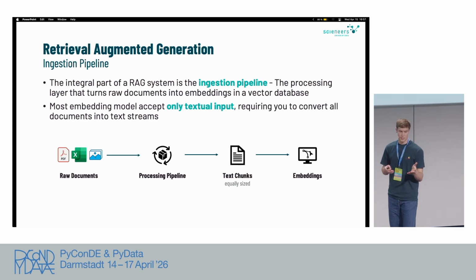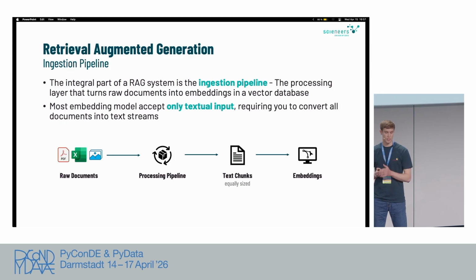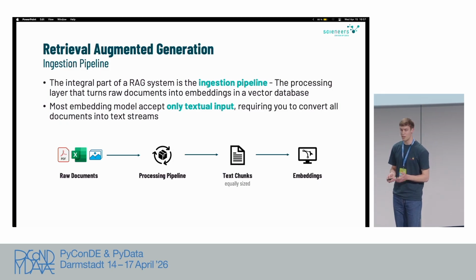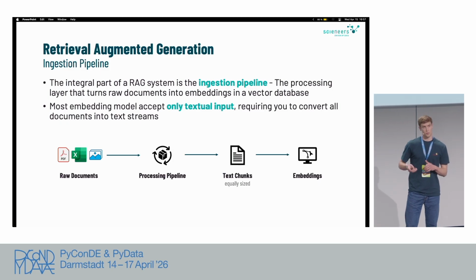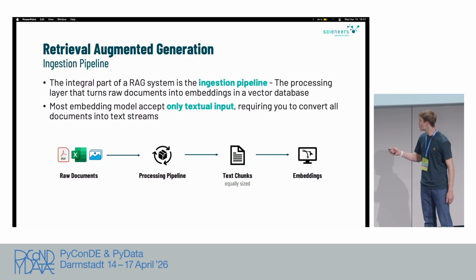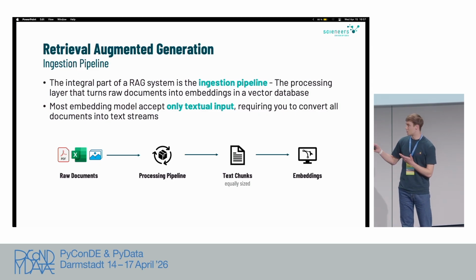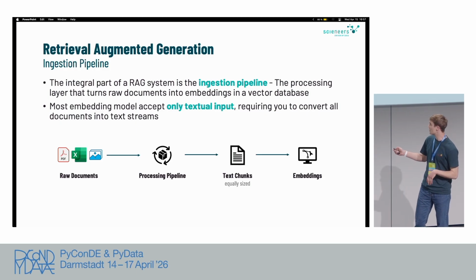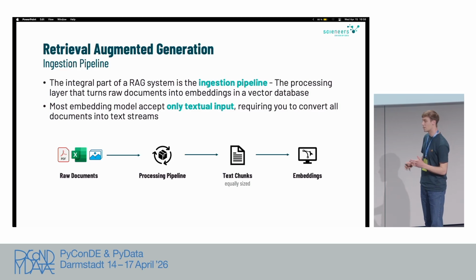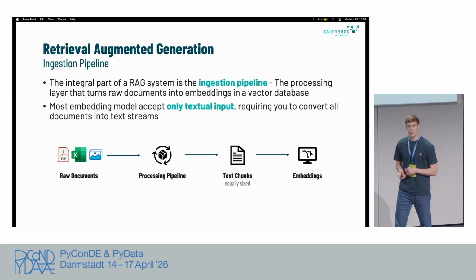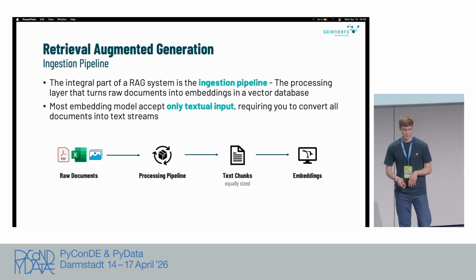The core part now is that most embedding models, especially originally, only accept textual input, which requires you to convert all these documents into text streams. So you basically see this here. You start out with any raw document format, which can be a PDF, an Excel, or images. For some of them, it might be easier to convert them to text; for others, it might be more difficult. That is handled by your processing pipeline, which takes all of these documents as input and outputs text chunks, which are ideally equally sized, which you can then run through your embedding model to generate the embeddings.